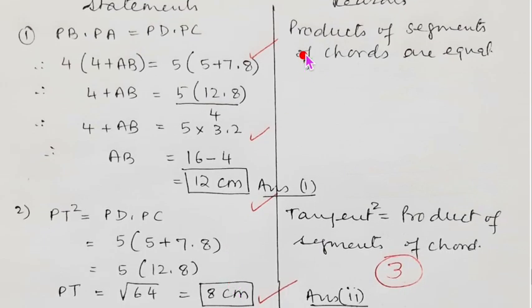So this part, with the reasons, will be 1 mark. Getting this will be 1 mark.